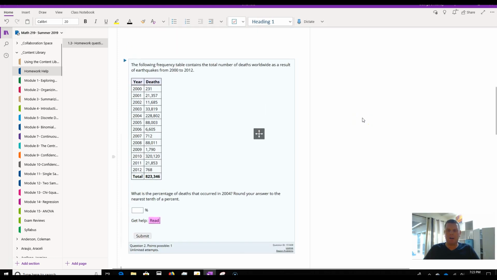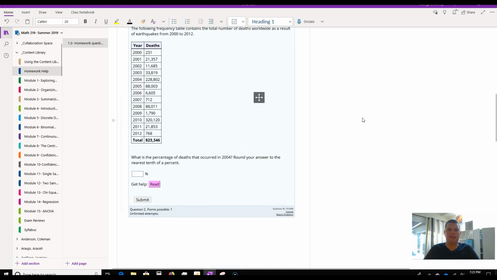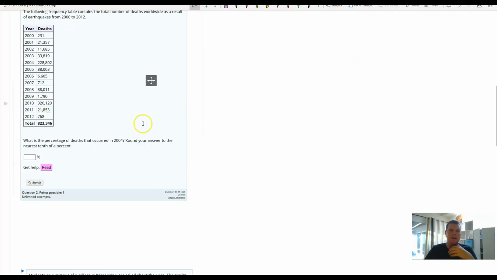All right, so now I want to look at the second question in this work on frequency tables. And this one's going to be really important because it's going to talk about relative frequency, and it's also going to address some ideas of percentages. So what we're looking at here is the following: the frequency table contains the number of deaths worldwide as a result of earthquakes from 2000 to 2012.